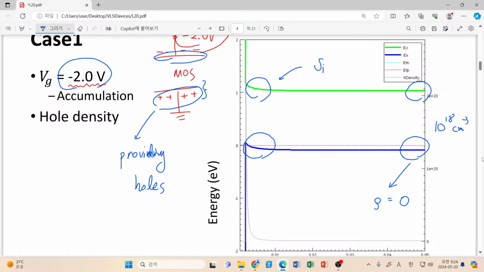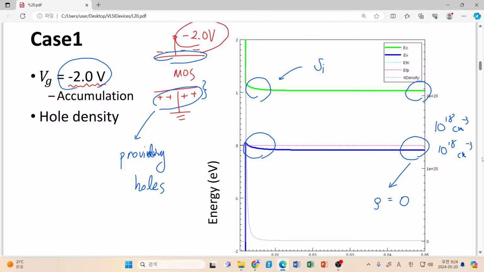However, at the same time, we have the same number, 10 to the 18 per cubic centimeter, of negatively charged acceptors. So they fully compensate each other. So the net charge density will be 0.